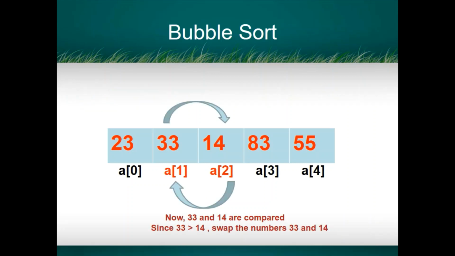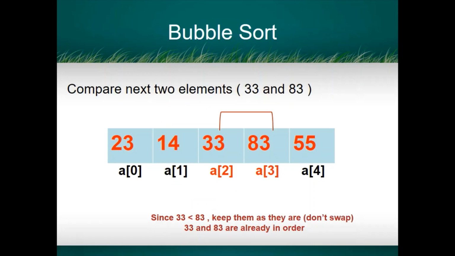Now 33 is greater than 14, so what we need to do? We need to swap 33 and 14. So now the array becomes like this. Then we compare the next two elements, 33 and 83. 33 is less than 83. We need not swap these two elements. We keep them as they are because they are already in order.